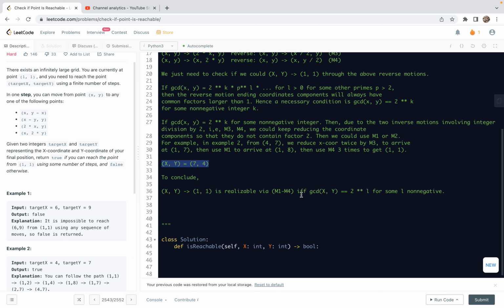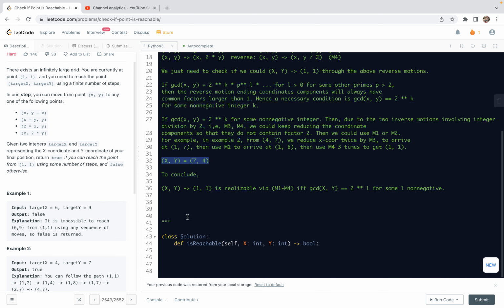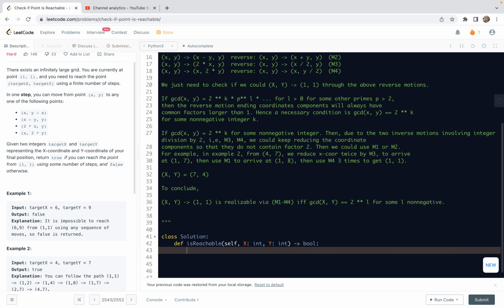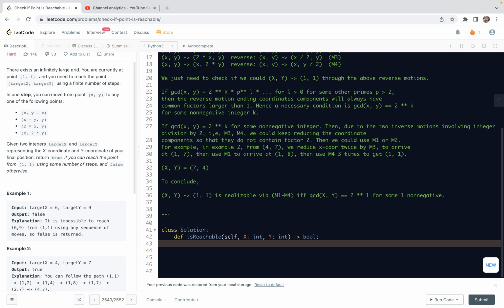So to conclude, we can use the reverse motions to reach 1, 1 from the x and y, and so it's equivalent to say that the GCD of the target position x and y is a power of 2. In other words, GCD of x y contains no other prime factors other than 2. So this is the analysis.